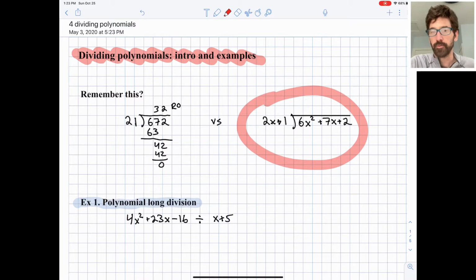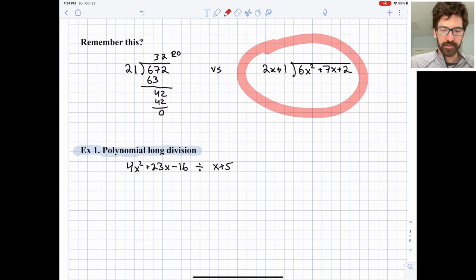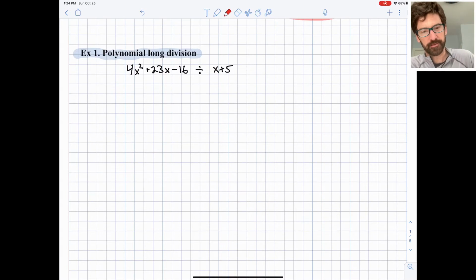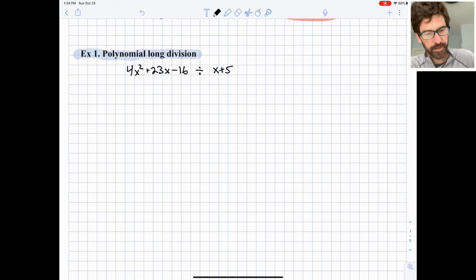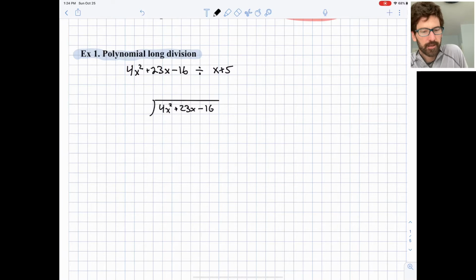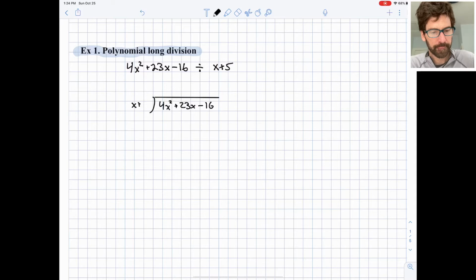Okay, and so we could do some division. I hope you can imagine doing some division. And if the remainder is 0, then we know that 2x plus 1 is a factor of 6x squared plus 7x plus 2. So let's go ahead and try it with this example down below. So we are taking 4x squared plus 23x minus 16, and we are dividing it by x plus 5.